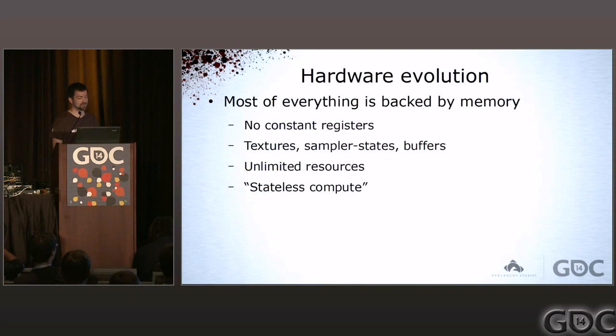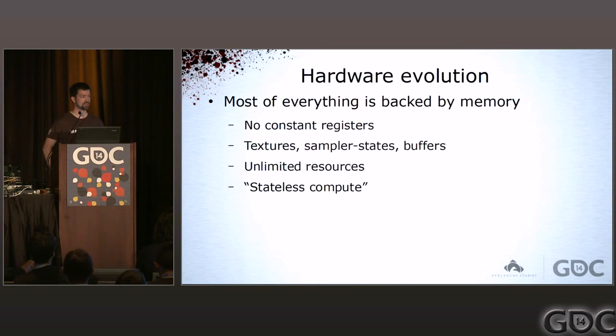The other thing that's happening is that most everything is backed by memory these days. So there's no such thing as constant registers anymore. And textures, sampler state and buffers, the descriptions of these aren't in some kind of device registers anymore. They are just a piece of memory that the shader loads, and then it knows where your textures are and what sizes and resolution they are and so on. And this, of course, means that you also have basically unlimited resources. You don't have any fixed slots where you can just squeeze in, say, 16 sampler states. That's not a hardware limitation. That's purely an API limitation. And you can load as many sampler states or textures as you want from a shader.